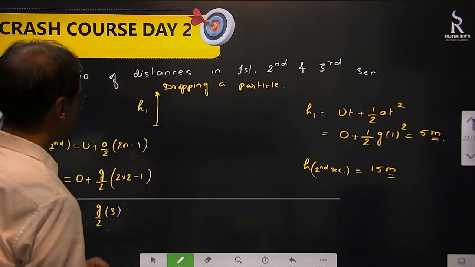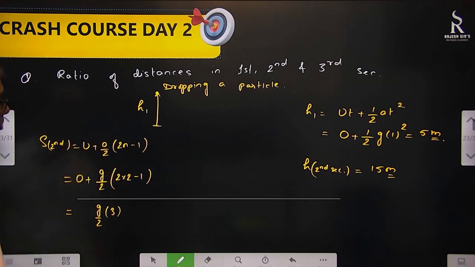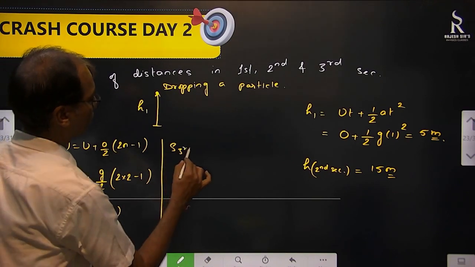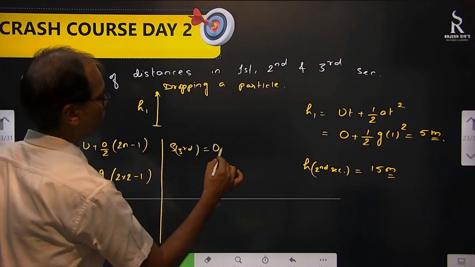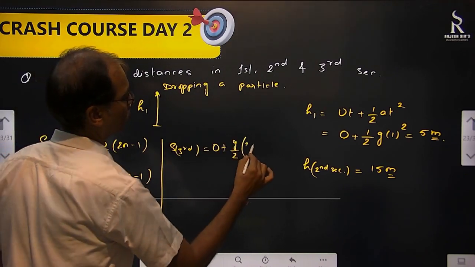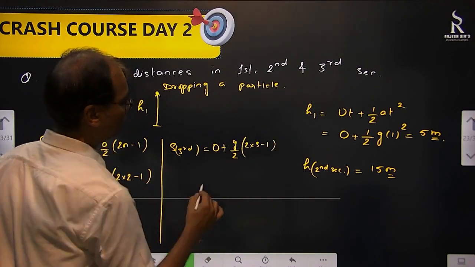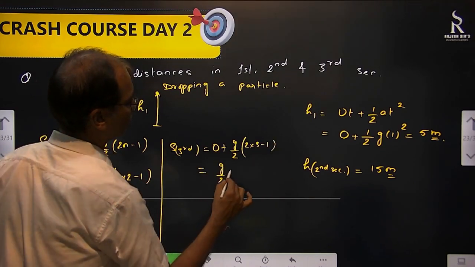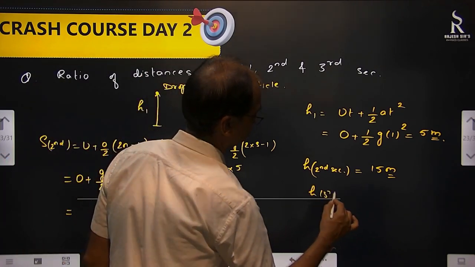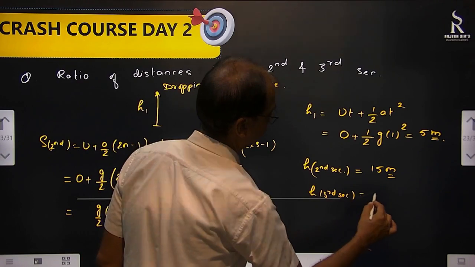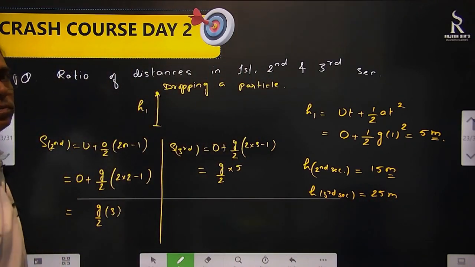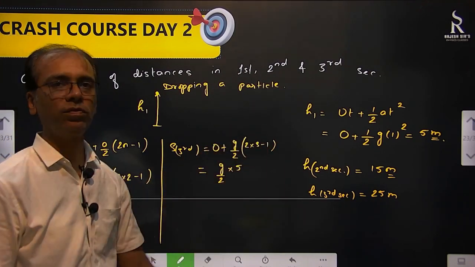Then the distance traveled in the third second. So here in place of n you write 3. Let's see that. S third. u is anyhow 0. Then a by 2, that is g by 2, into 2 times 3 minus 1. So what are we getting? g by 2 into 5. That means 25. So h in the third second is 25. What is the ratio? 5, 15, 25. 1 is to 3 is to 5. The ratio is 1 is to 3 is to 5.